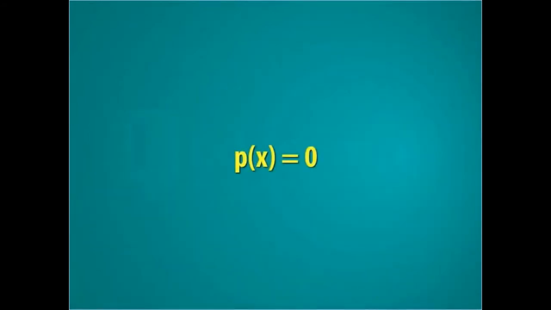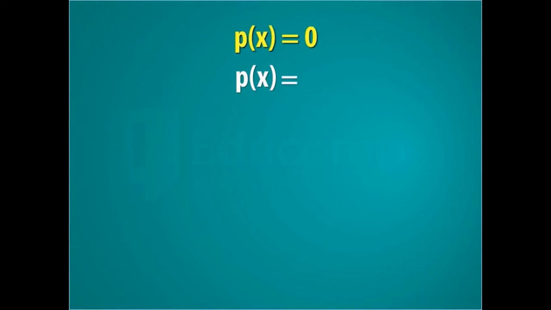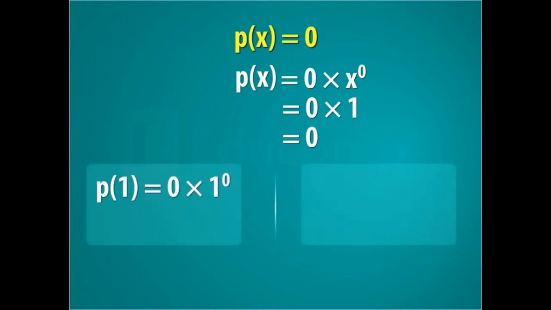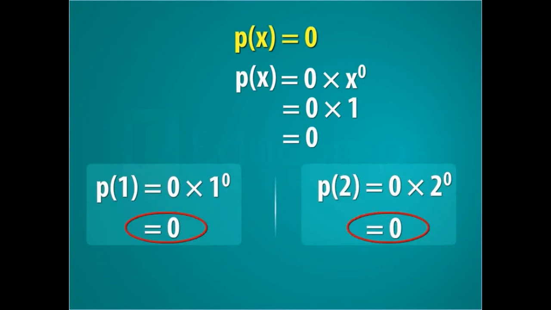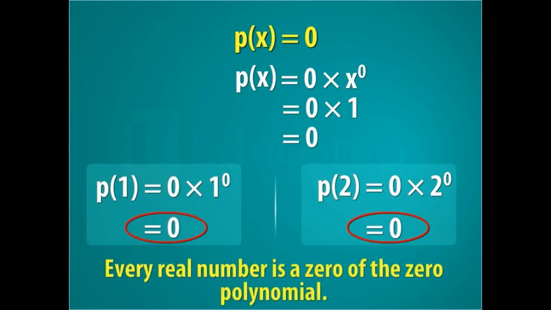Now what about the zeros of a zero polynomial? 0 can be expressed as 0 into x raised to the power 0. If we replace x by any number, we always get 0. So every real number is a zero of the zero polynomial.